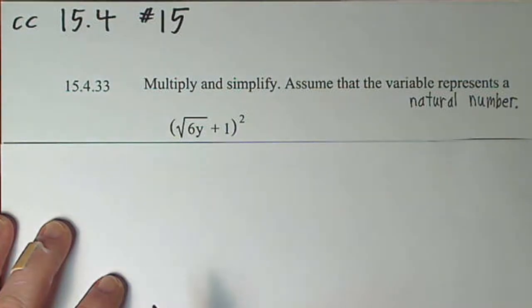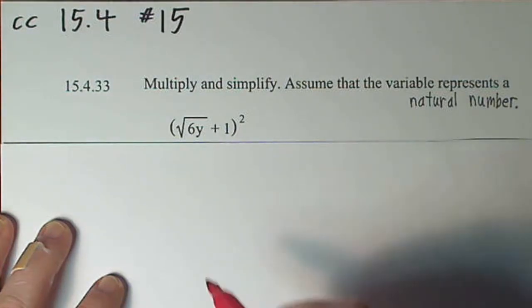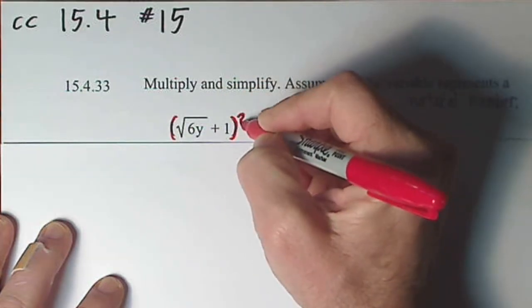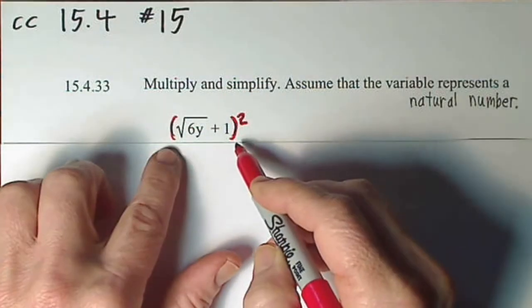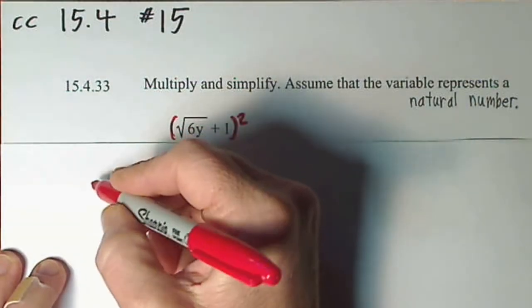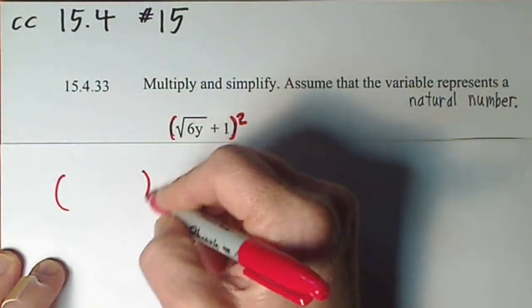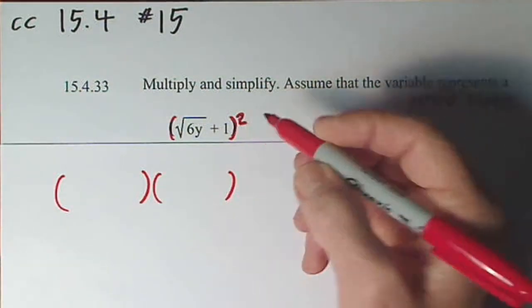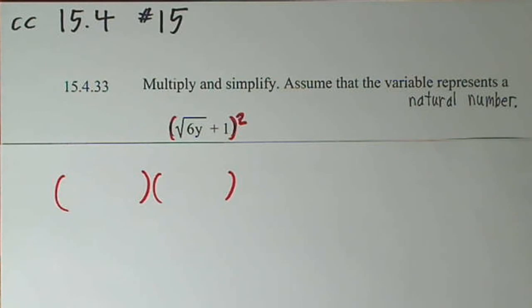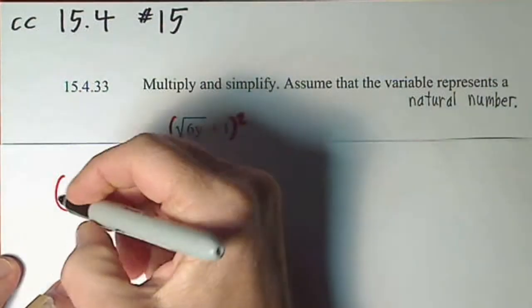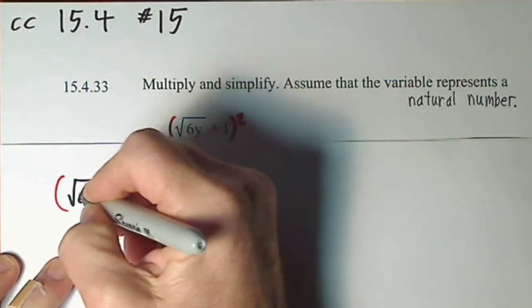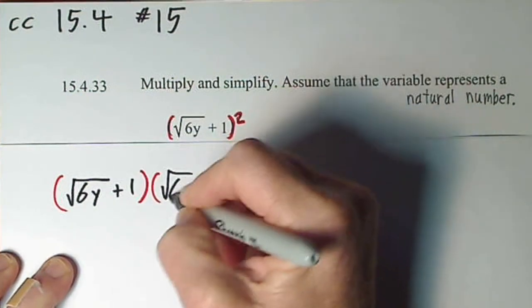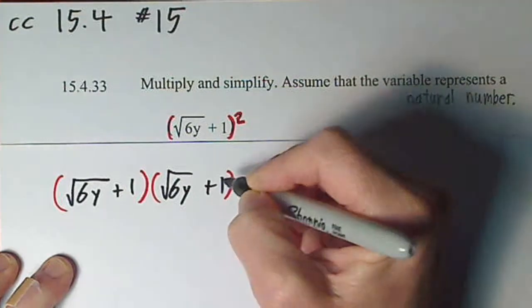As soon as you have things being added or subtracted, it gets a little bit more complicated. The exponent of 2 indicates that there's 2 sets of parentheses. All right, so if it was the exponent of 3, there'd be 3 sets of parentheses. And whatever's inside, that's what's in there. So we have radical 6y plus 1, radical 6y plus 1.